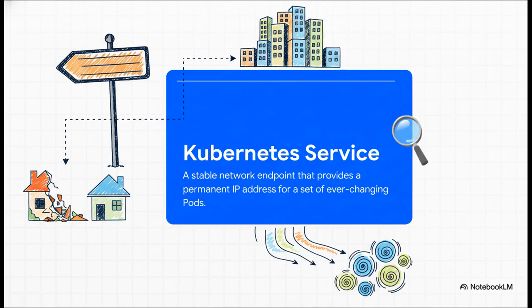And the elegant solution to this nightmare is something called a service. A Kubernetes service is like a permanent, unchanging postal address. The building behind the address can be torn down and rebuilt 100 times, but the address itself, 123 Main Street, never, ever changes. It gives you a single, stable point of contact that you can always rely on.